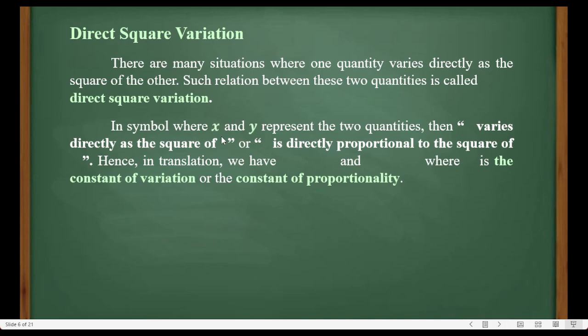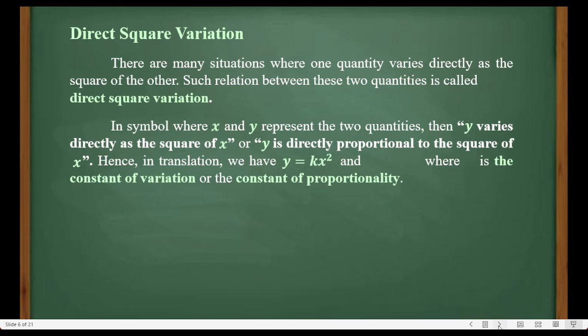where x and y represent the two quantities, then y varies directly as the square of x. Or we could say this in another way, which is the same as this one, and that is y is directly proportional to the square of x. So either of the two statements, we could use any of those two to translate the statement into a mathematical equation. Hence, in translation, we have y is equal to kx squared.